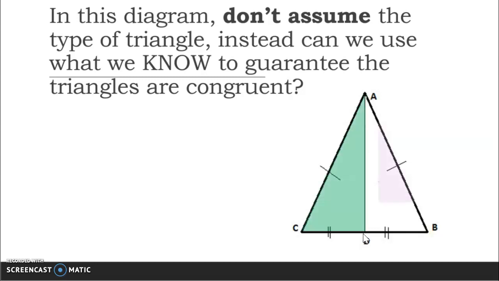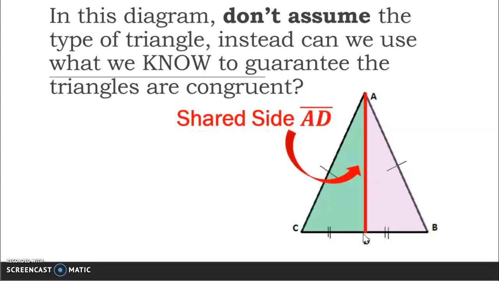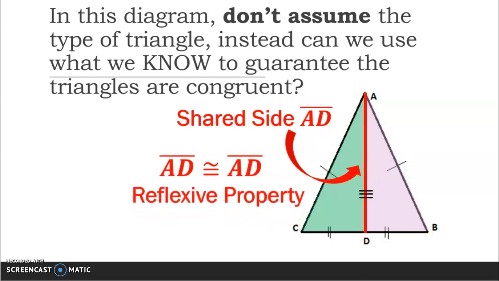So let's look at these two separate triangles, the green and the purple. What I'm noticing is that they have a shared side. So both of these triangles share the side AD. Well, this might seem really obvious, but AD is congruent to itself, and there's a property in math that says that. The reflexive property says that any object is congruent to itself, so AD is congruent to itself.